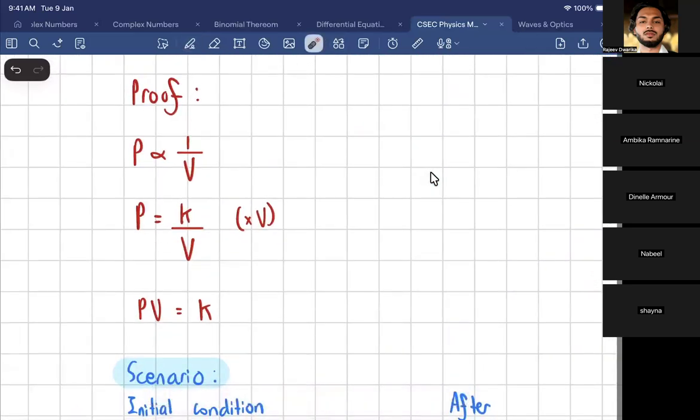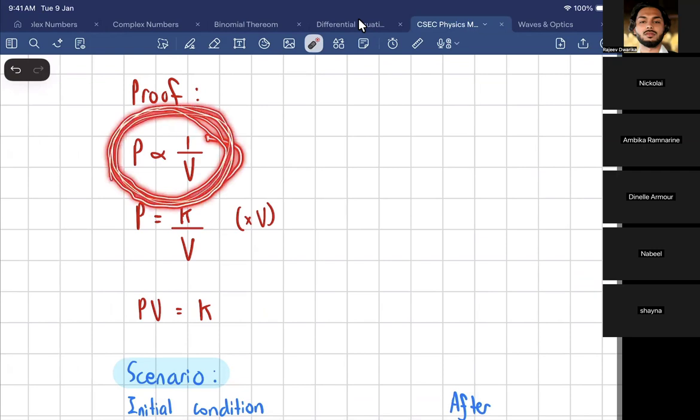Watch. So Nikolai, in this example, look at this, right? Look at this from Nikolai. What would you infer from pressure and volume by looking at this? Would you say that they're directly proportional or inversely proportional? Directly proportional. Nah, inversely proportional.